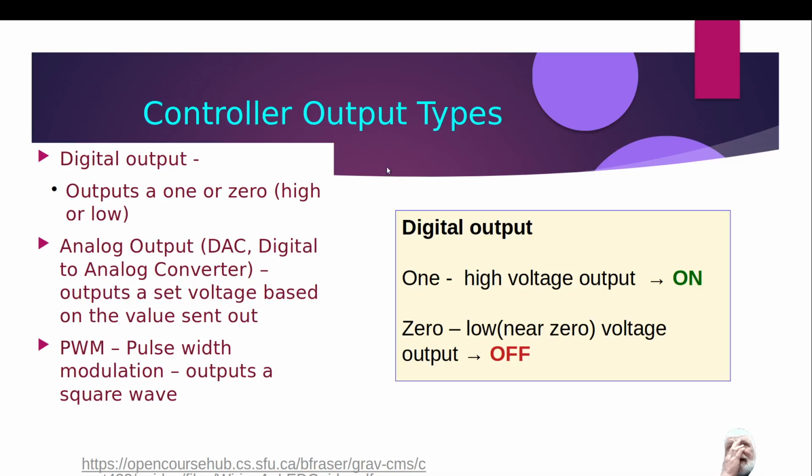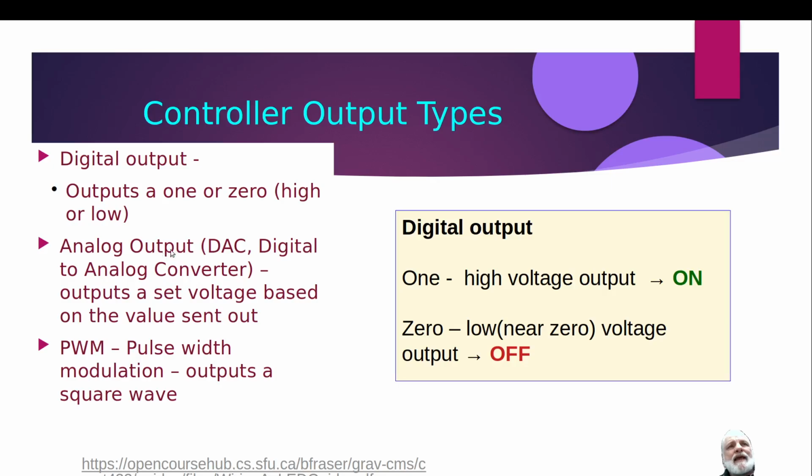When we have a controller and we want to send an output out, we can send output to digital out, which, as we've already discussed, is a 1 or a high and a 0 or a low. So when we're talking about sending a digital out, we can either send out a 1 or a 0, or we can send out an analog out.